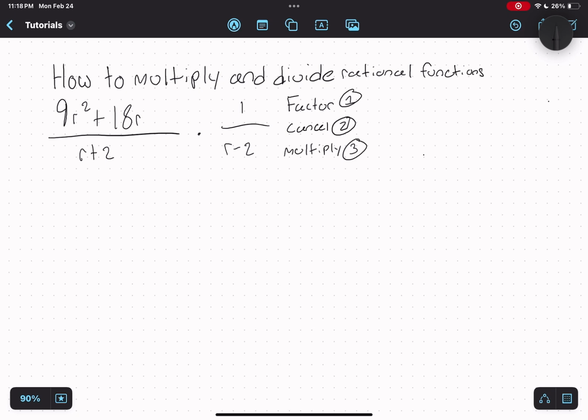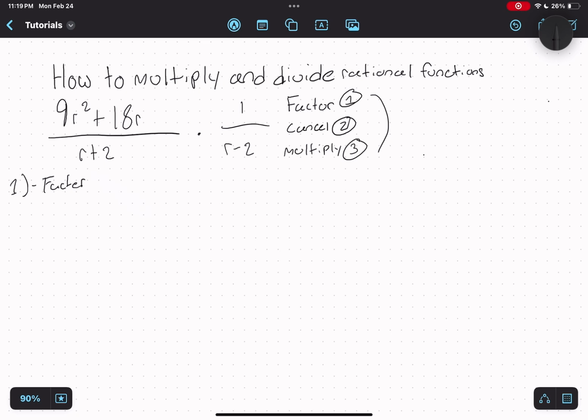Today, I'll be showing you how to multiply and divide rational functions by showing you an easy equation like 9r squared plus 18r over r plus 2 multiplied by 1 over r minus 2. The steps we'll be using today are to first factor, cancel out your terms, and multiply across. So what does that look like? Well, let me show you. Let's get our equation written down, then I'll show you how to do it.